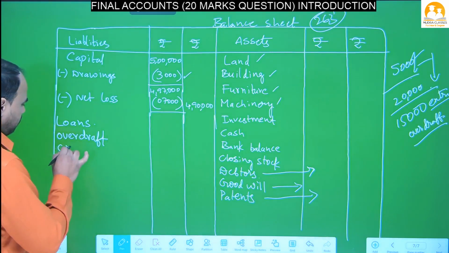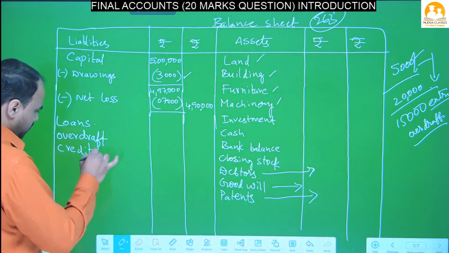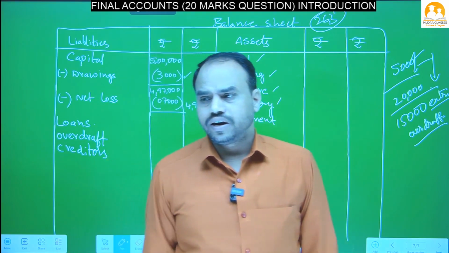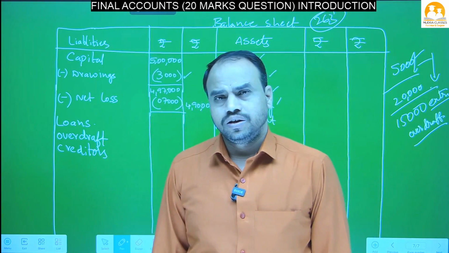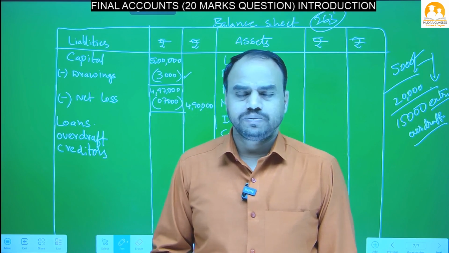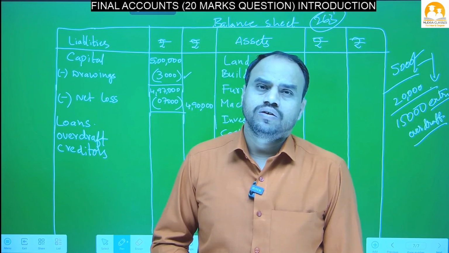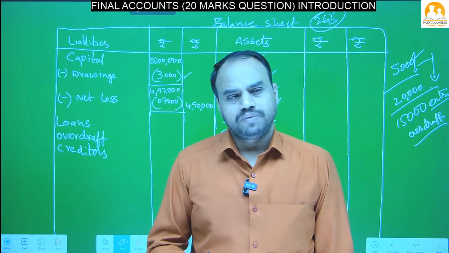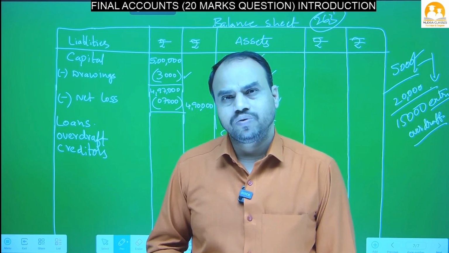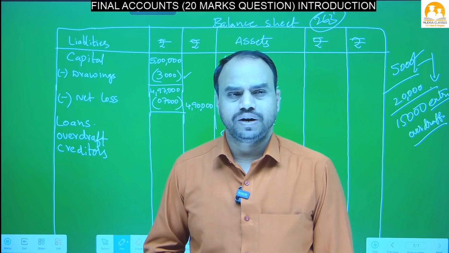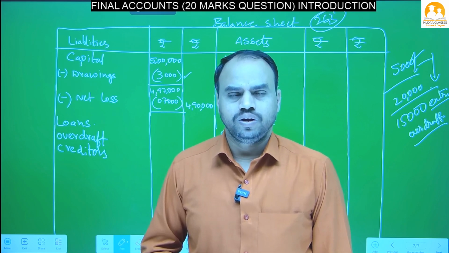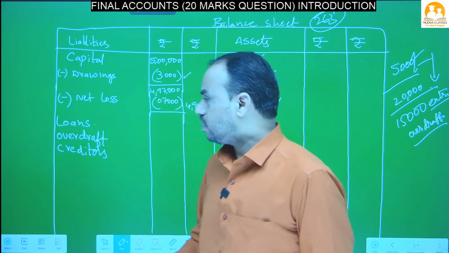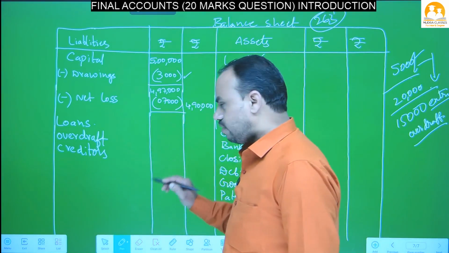And next, creditors will come, beta. What is the meaning of creditors? Creditors means from whom we took goods without paying cash. That person is called a creditor. Creditors అంటే మనం ఎవరి దగ్గర అయితే గూడ్స్ తీసుకున్నామో పైసలు ఇవ్వకుండా మనకు అప్పించిన వాళ్ళు అనమాట. చెప్పాలంటే మనం గూడ్స్ ఉద్దరే తీసుకున్నాం. We purchased goods without paying cash. Okay, that person is called a creditor. So however much creditor is there, we have to write.